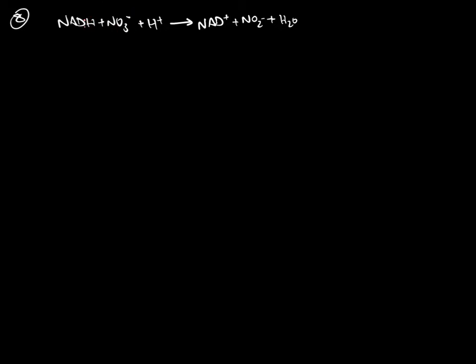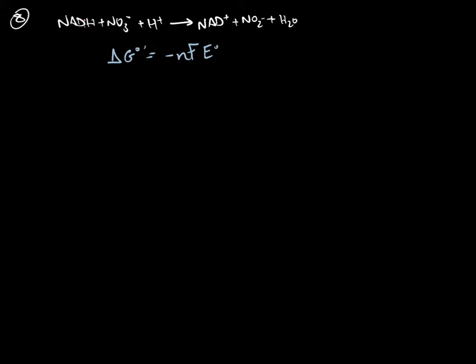So that's A. B says calculate the Gibbs free energy change under standard state conditions for the oxidation of NADH by nitrate. So we have to know the formula for Gibbs free energy change for standard state conditions. So this is the formula that we would use for that. Delta G is equal to negative NFE. Okay, so this is the formula that we had to use for this.